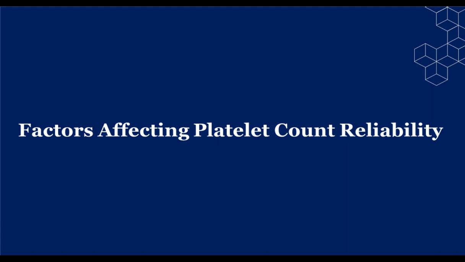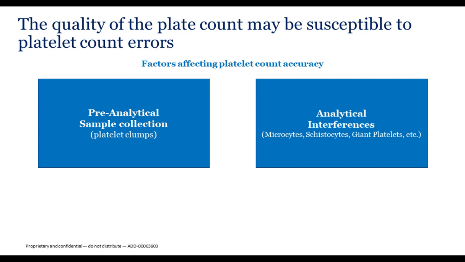Factors affecting platelet count reliability. The quality of the platelet count may be susceptible to errors. There are two primary types of error: pre-analytical errors, which could be involved with sample collection and certainly can involve platelet clumps, and also analytical errors, interferences that are found based on disease or other problems, such as microcytes, schistocytes, or giant platelets.